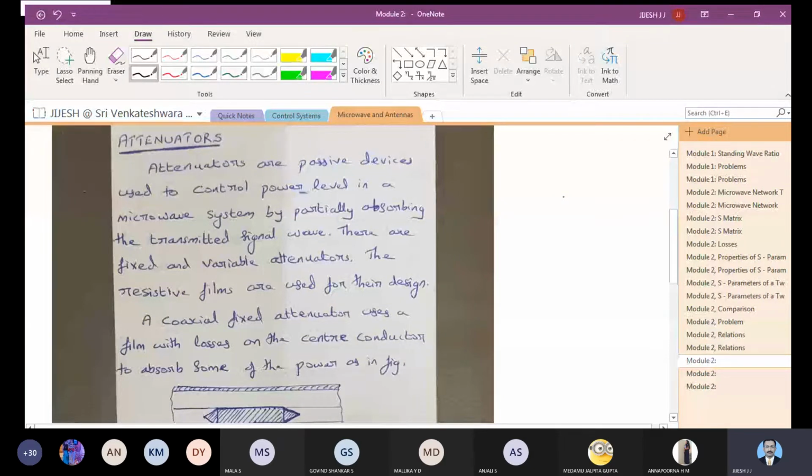That is the main requirement for attenuators. Attenuators are always passive devices used to control the power level in a microwave system, and practically their main function is that they absorb the transmitted signal wave. They will absorb the signal wave, and there are fixed and variable attenuators available as well.